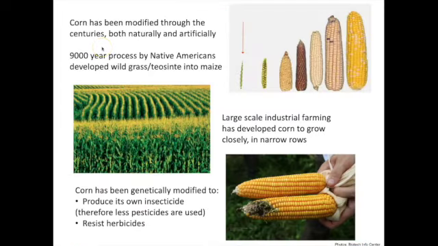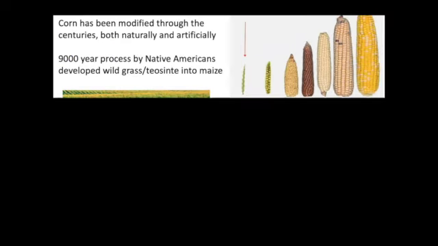Corn is an example of changing genes to change the traits of a corn. Now, corn has been genetically modified both artificially through genetic engineering and also naturally through selective breeding. Changes in any section of DNA are known as mutations.